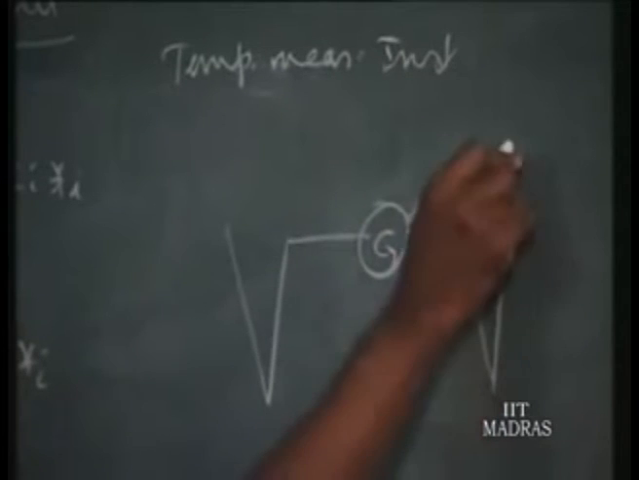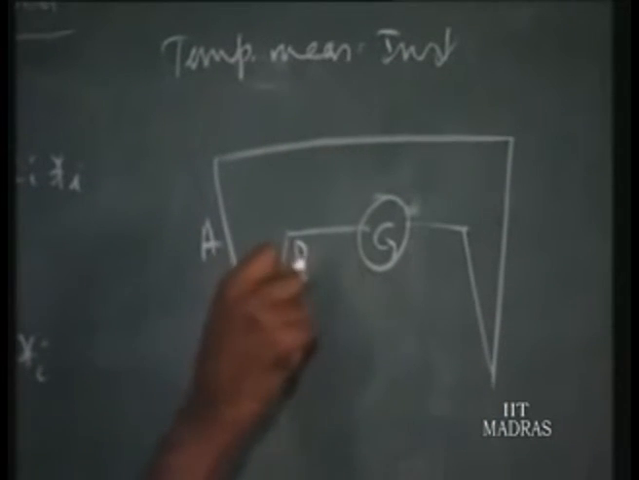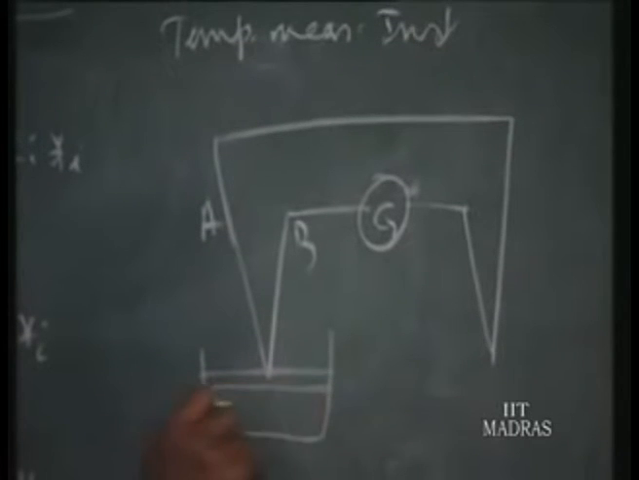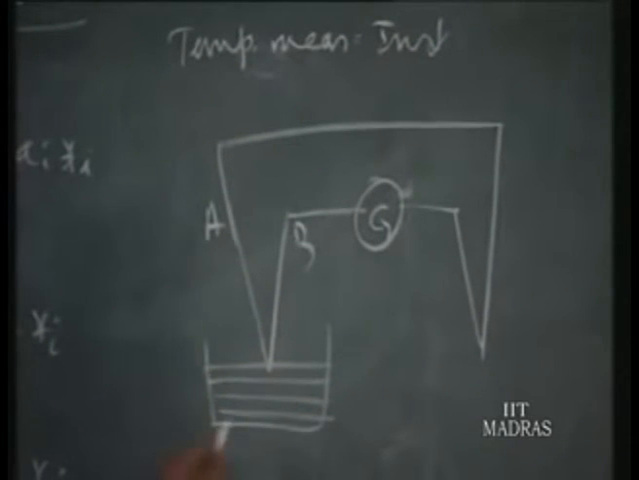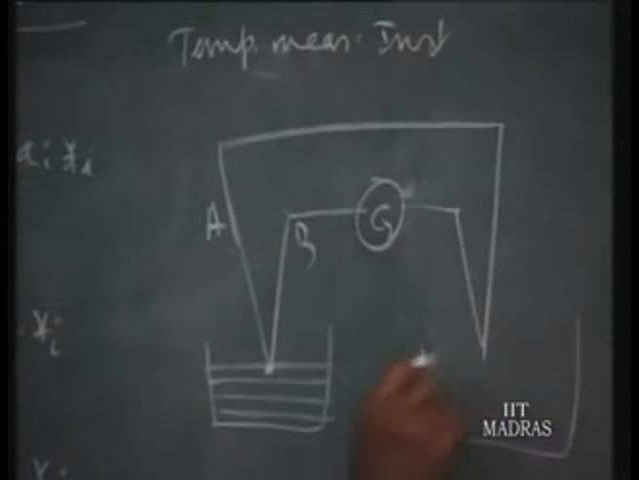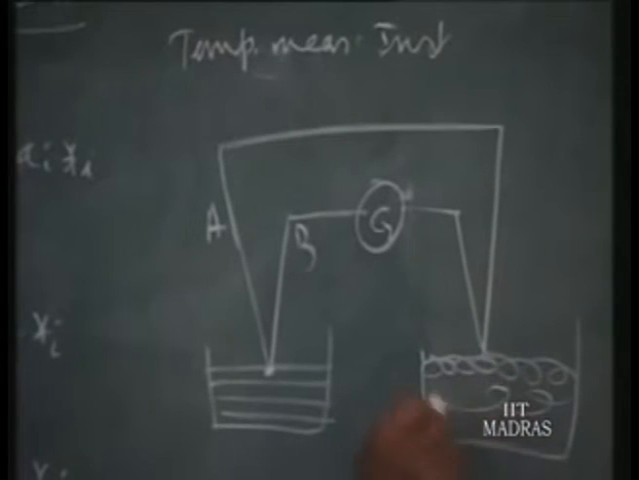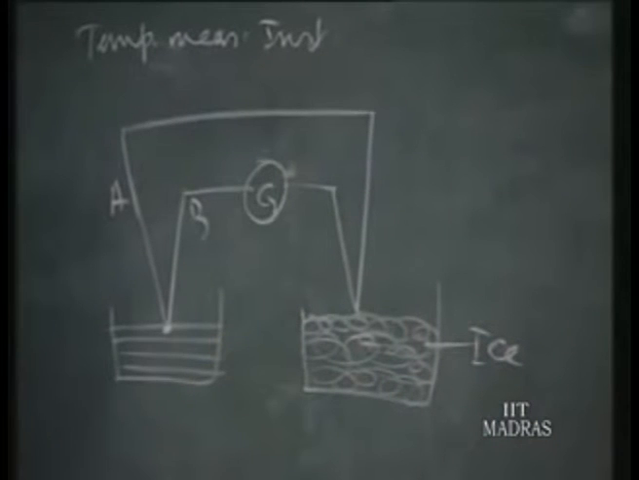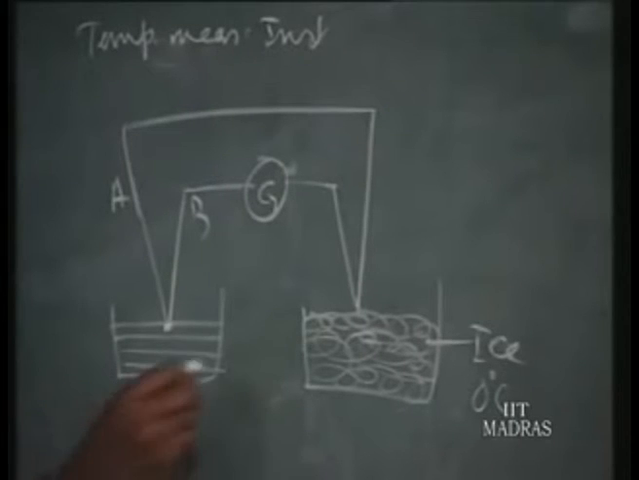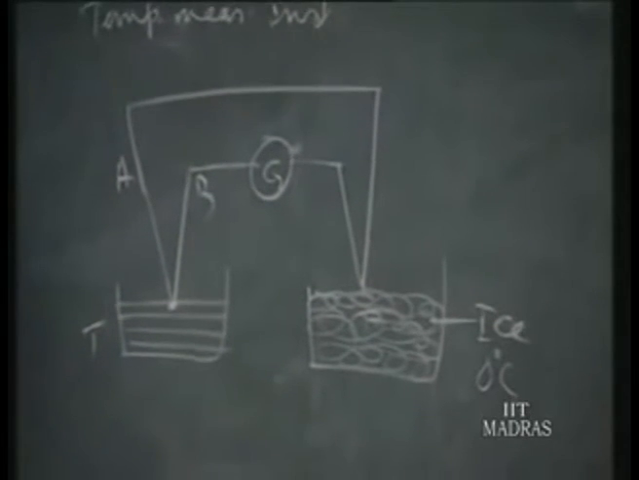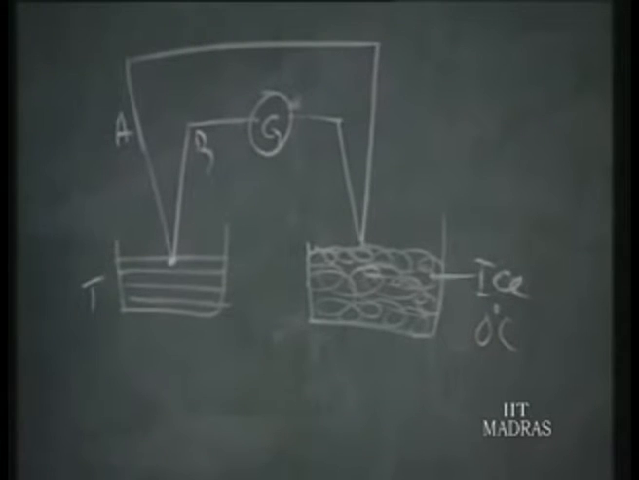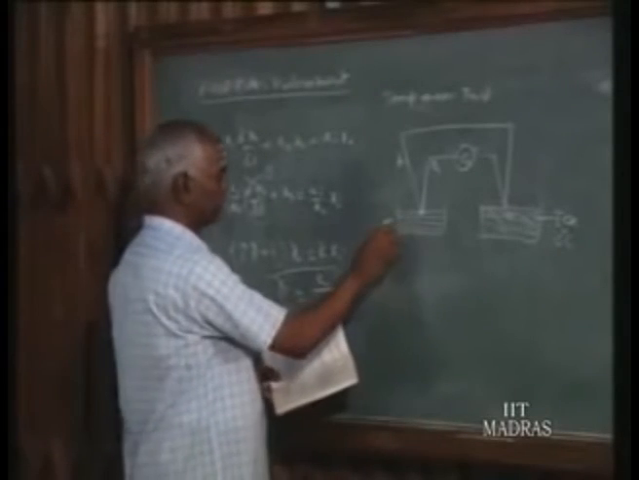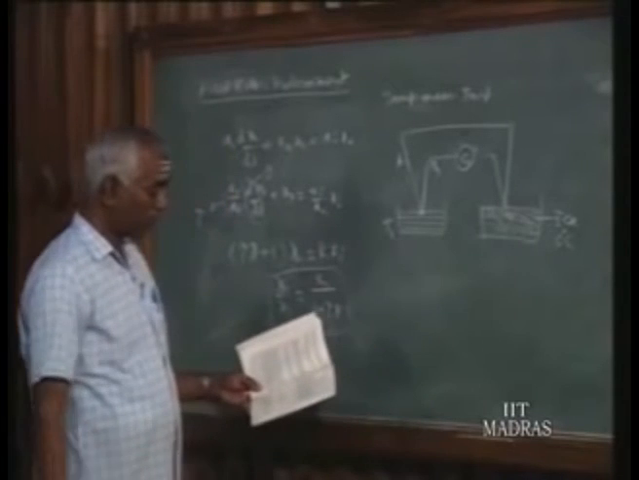galvanometer. So, thermocouple A, thermocouple B, and it is put into a bath. This is the thermocouple junction. The other one may be an ice cube, which is at 0 degree centigrade. This is at 0 degree centigrade, and this is at a certain temperature T1. T1 is the temperature of the bath.